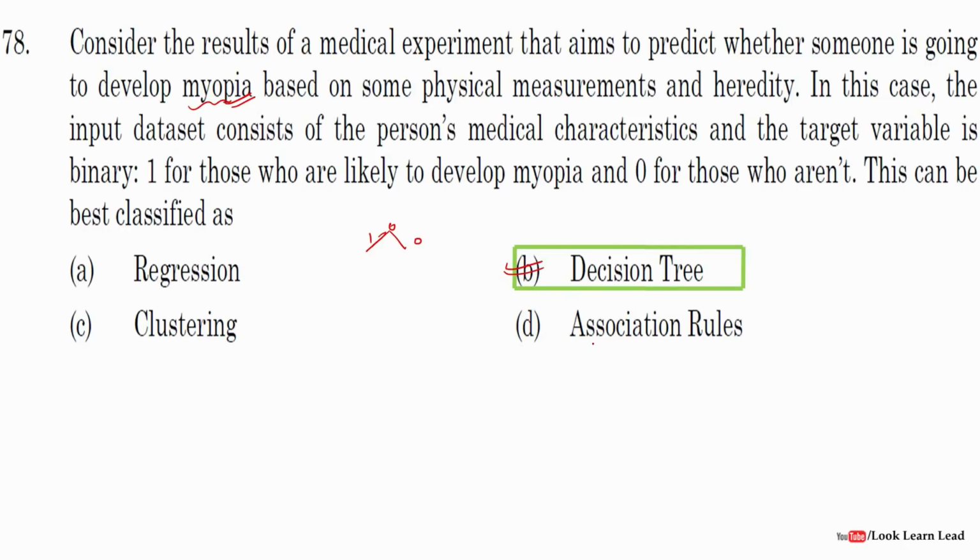Because association rules are if-then-else rules, we cannot use this. Clustering cannot be used, and regression cannot be used either. The decision tree is the answer.